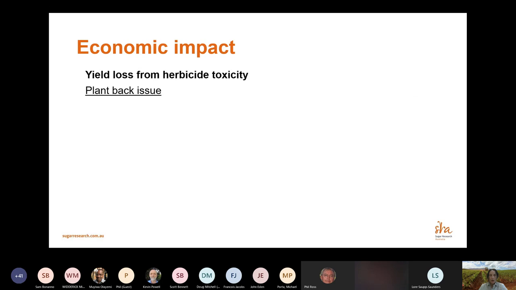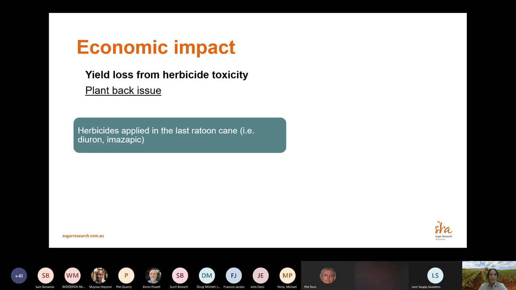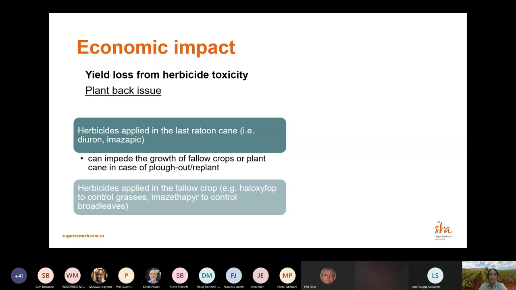Other symptoms of herbicide toxicity can appear down the track and present themselves as plant-back issues. For example, herbicides applied in the last ratoon, like diuron and imazapic, can impede the growth of the following crop, which can be a fallow or a plough-out replant cane. So we have to be careful with the herbicide we apply in the last ratoon. Same thing with herbicide applied in a fallow crop, like a legume crop, to control the grasses or the broadleaf: it can impede the following plant cane.